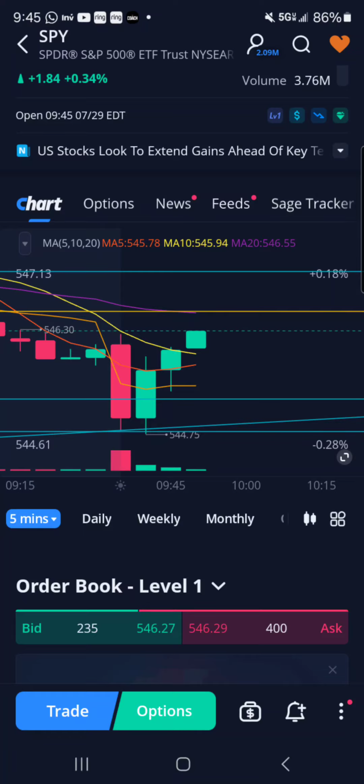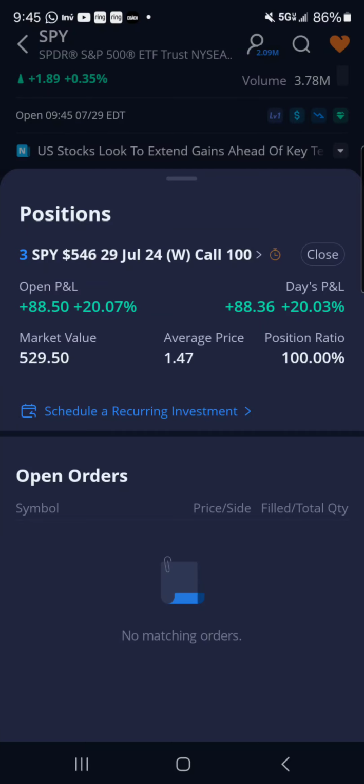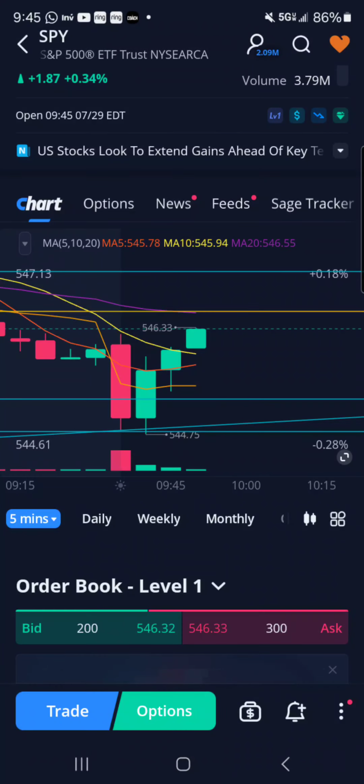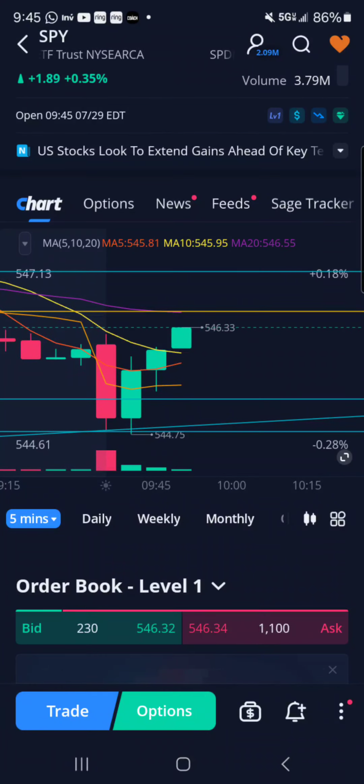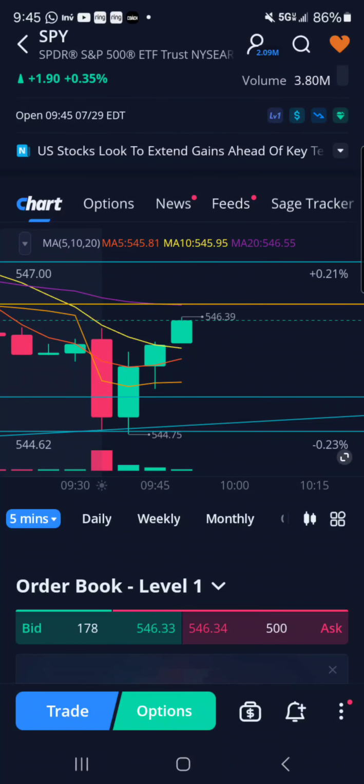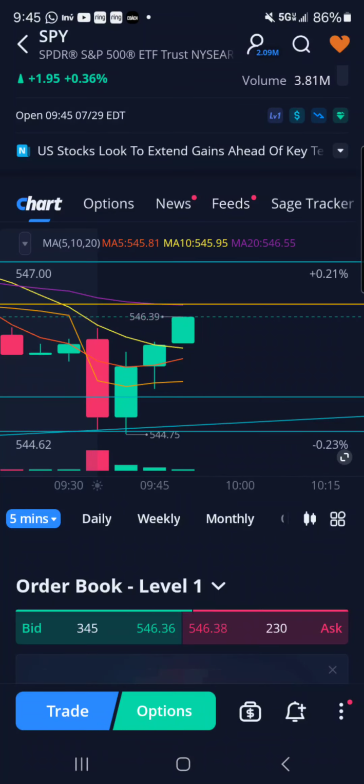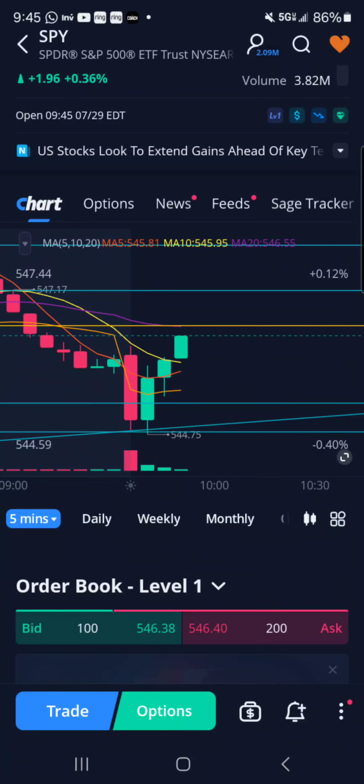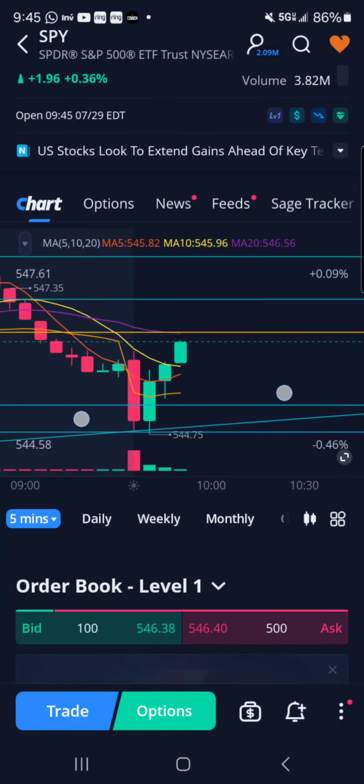Getting some strength going into that moving average. Let's see how much we're up. Okay, we're up $88. Not bad. But we're getting strength going up into that area where we have the moving average. So we might see some struggles at that level. We might reject it, or we could break above it and go straight to our target.